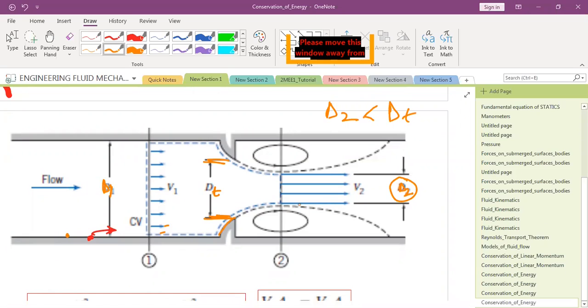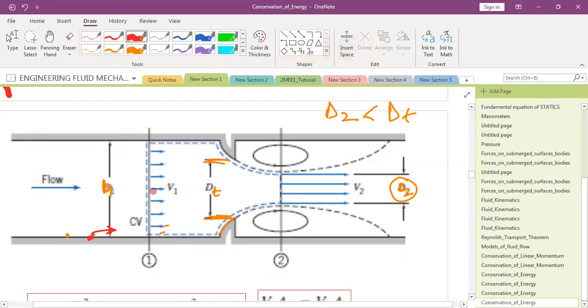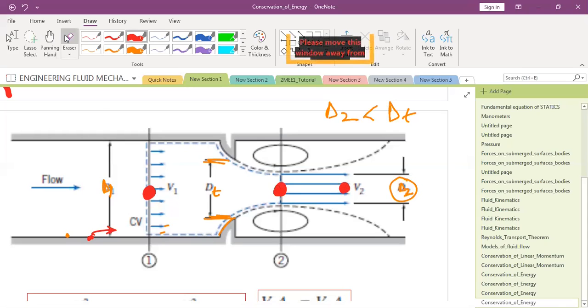So where are you applying the Bernoulli's equation? Where will you apply the Bernoulli's equation? You can take one point here, the other point you will take somewhere here or here. So you have taken points here and marked them as 1 and 2. So this is 1, this is 2.